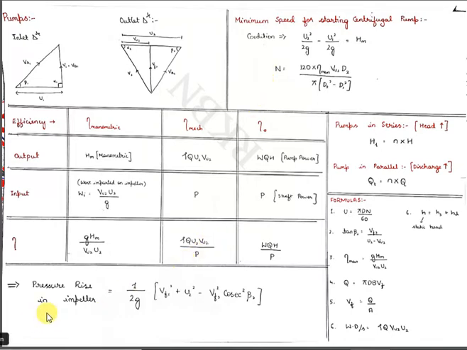Similarly, we have the second derivation, that is the pressure rise in an impeller. The pressure rise in an impeller is derived by using the steady flow energy equation. That is 1 by 2g into (Vf1 square plus U2 square minus Vf2 square cosec square beta 2). This is the pressure rise in the impeller, the final formula. Here we have just taken the steady flow energy equation before water enters the pump and after it leaves the pump. This is very important as well as the easiest derivation you can expect in the fifth module of a pump.